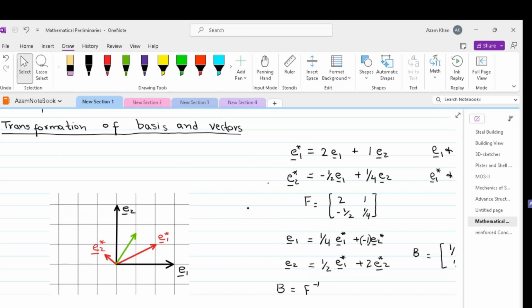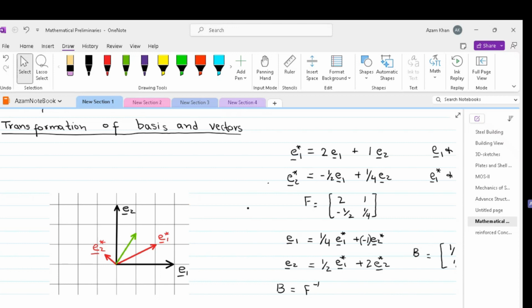Let us briefly discuss transformations of bases and vectors. Transformation of bases and vectors is a fundamental concept in linear algebra and plays a crucial role in structural mechanics. We will first discuss transformation of bases, then move on to transformation of vectors, and then an advanced version of transformation, which is called transformation of maps.